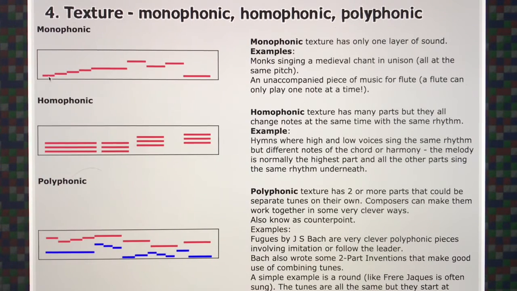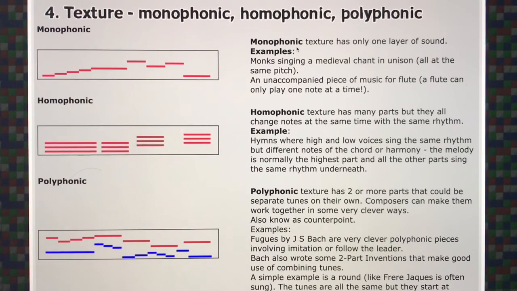So if I had an instrument like a flute and I just played a melody on it, or if I played one note at a time on a keyboard or a guitar, then I would be making up a piece of monophonic music. Monophonic texture has only one layer of sound.